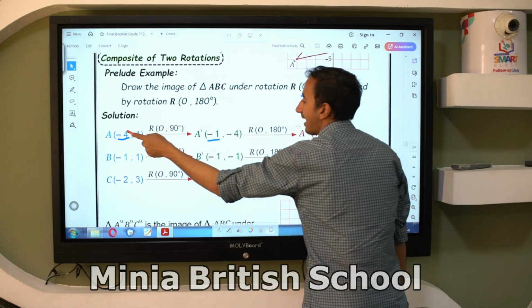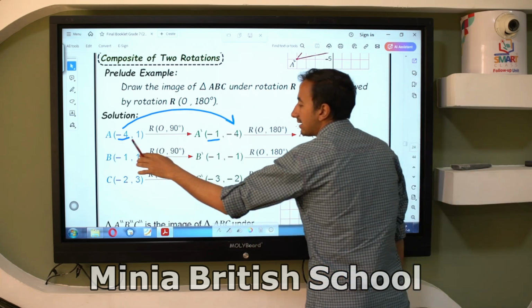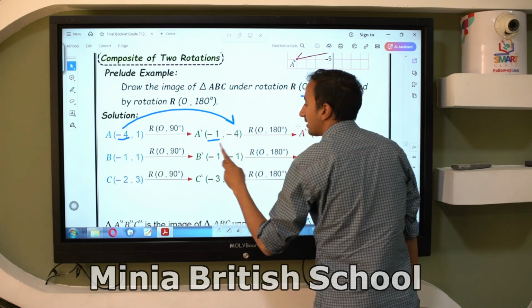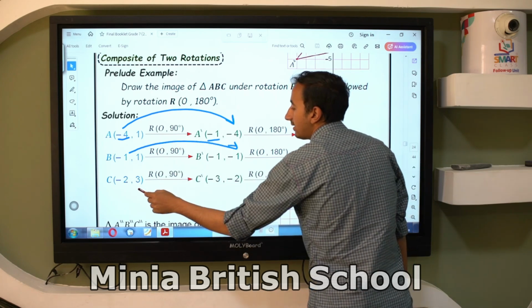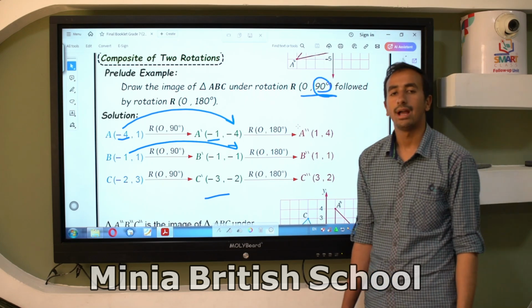Negative 1 and negative 4. Negative 1 and negative 1. Negative 3 and negative 2. That is the rotation by O and 90.